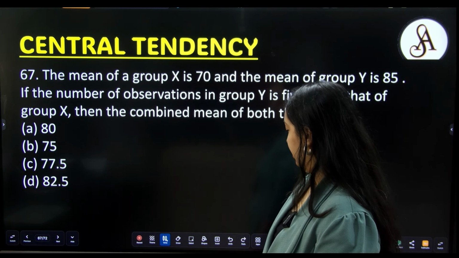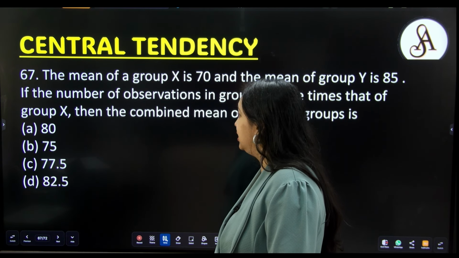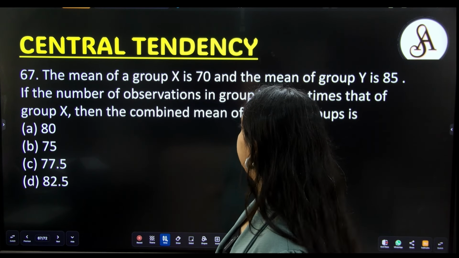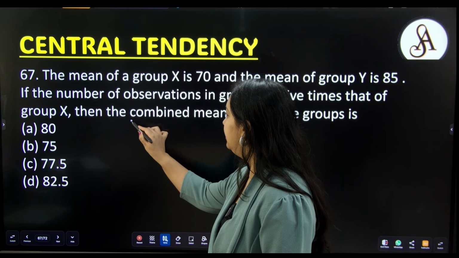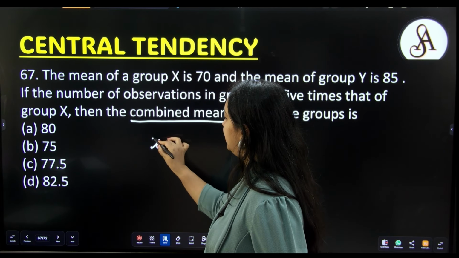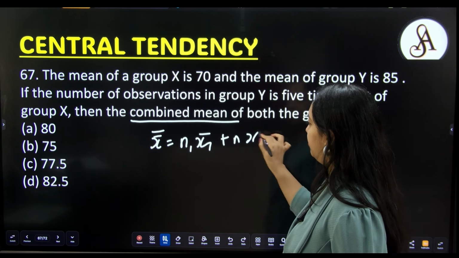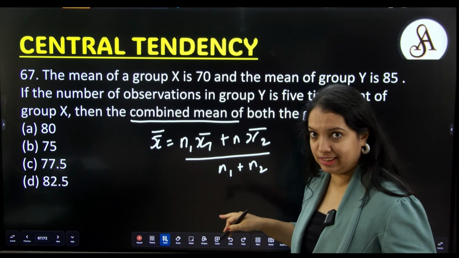Next question. The mean of group X is 70. This is a previous year exam question. It was asked in the 2012 or 2013 exam. Combined arithmetic mean is dash. A chiller question, a simple question. X double bar is equal to n1 x1 bar plus n2 x2 bar by n1 plus n2. In this question, they have not given us n1 n2.